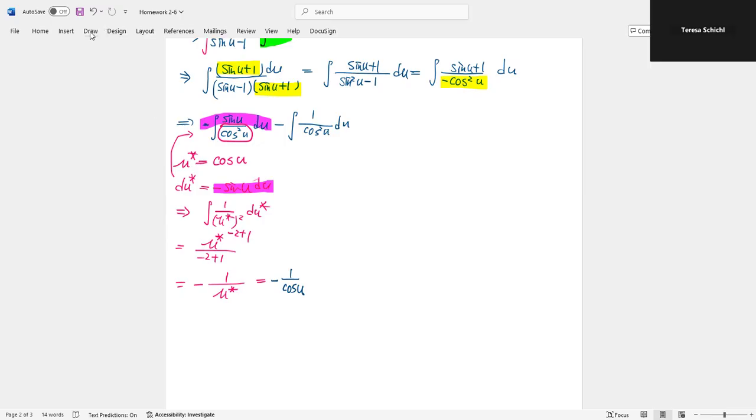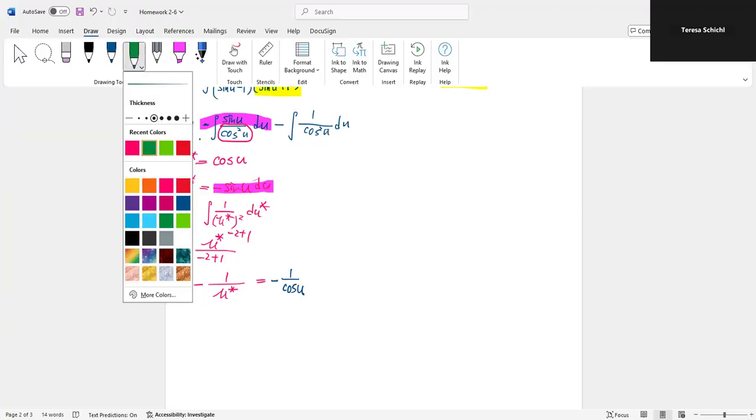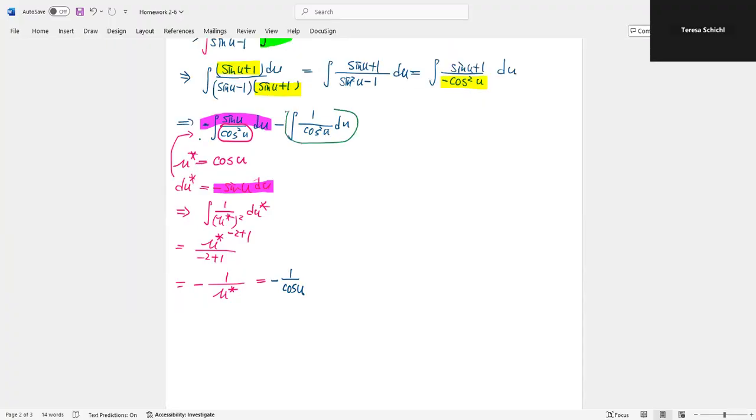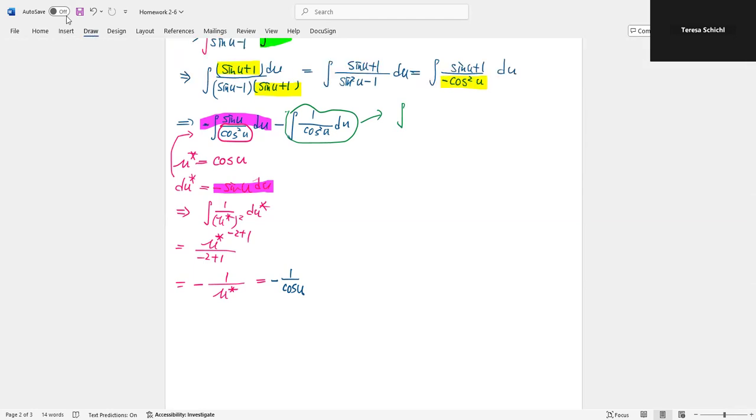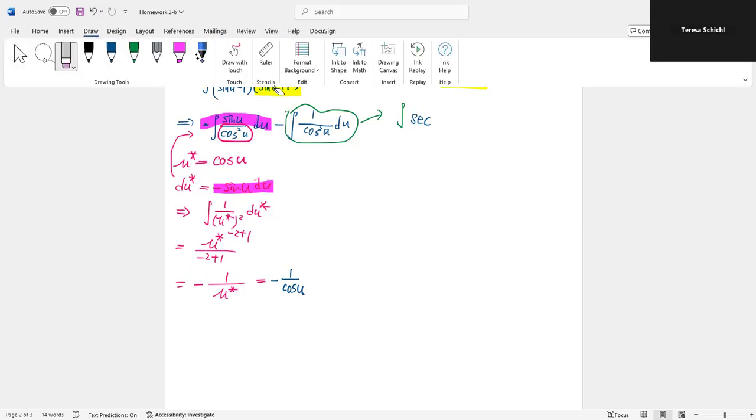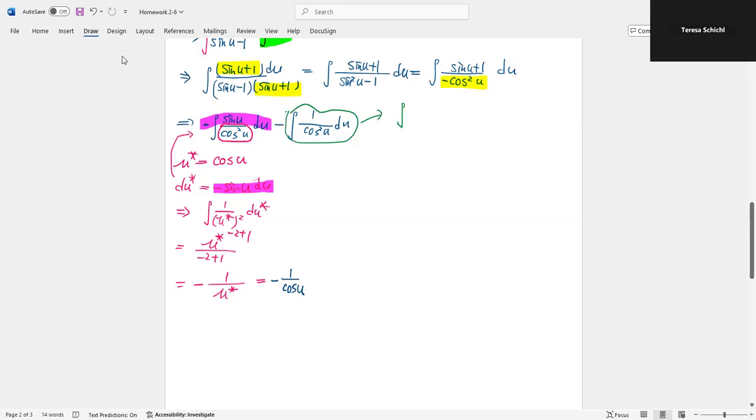Now this side here, let me take a look at this one. Let me use a different color here. For this one here, I will do my integration. So this is integrate 1 over cosine square. What is 1 over cosine square? It's the secant square, right? So this is the secant square u du.